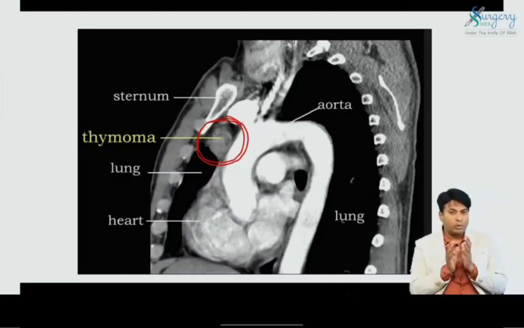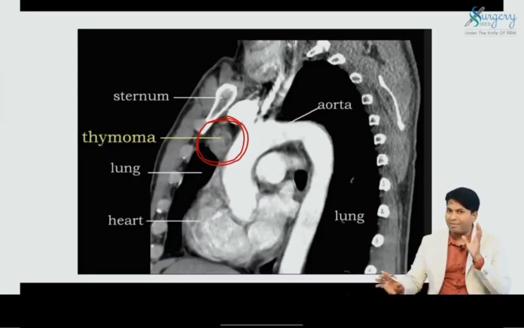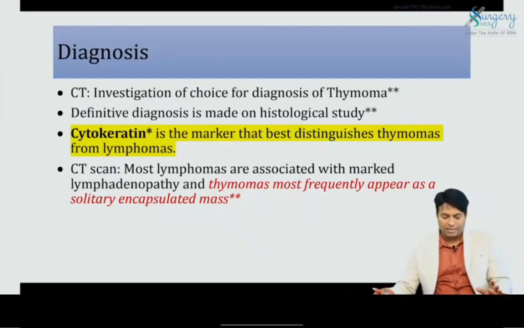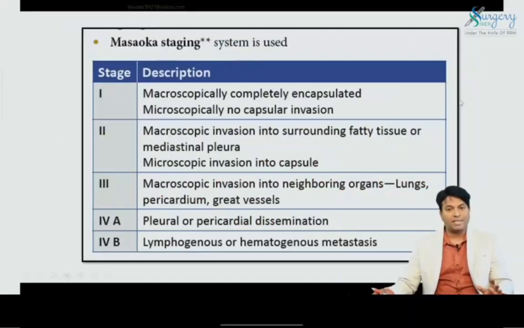It will have a well-defined capsule. To differentiate it from lymphoma, lymphoma will have associated nodes, but thymoma will be solitary. It will have a well-defined capsule, and the most common paraneoplastic syndrome in thymoma is myasthenia gravis. And please don't forget the Masaoka staging.